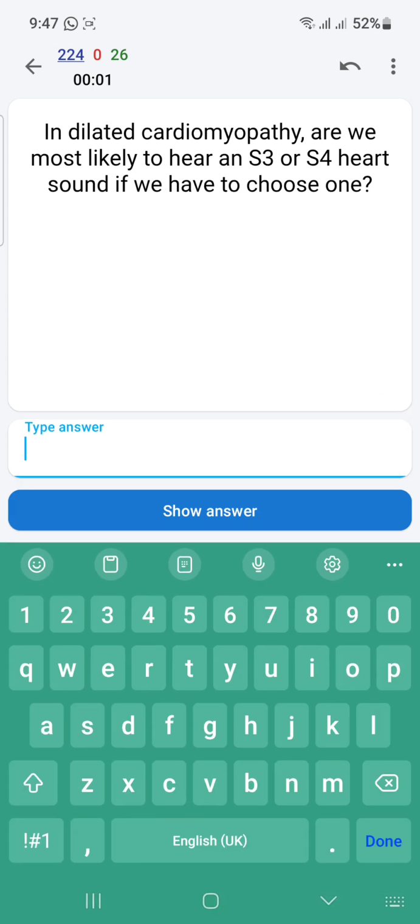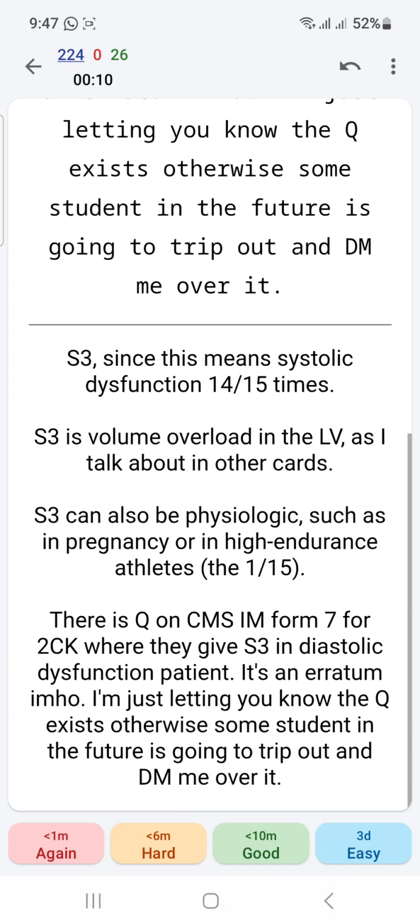In dilated cardiomyopathy, are we most likely to hear an S3 or S4 heart sound if we have to choose one? I think I'll choose S4.